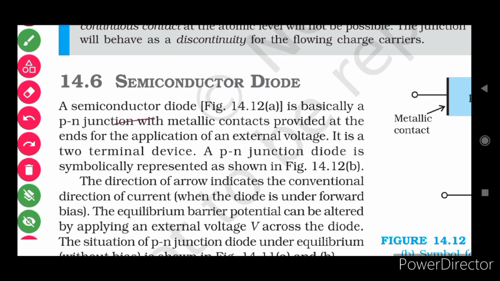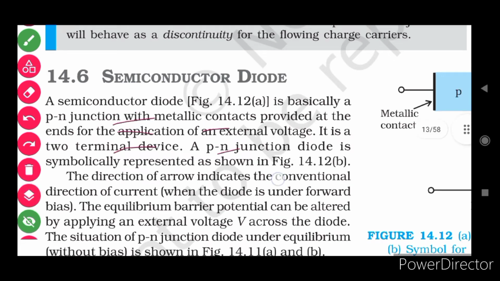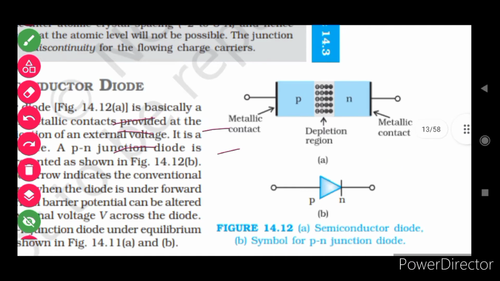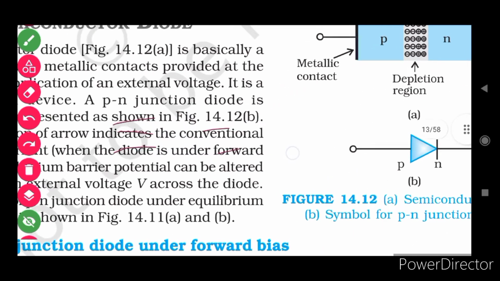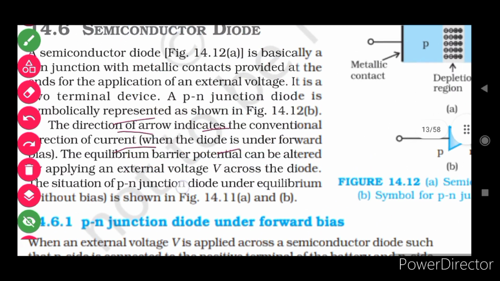A semiconductor diode is basically a PN junction with metallic contacts provided at the ends for the application of an external voltage. Through the metallic ends, you can see in the diagram, this is a PN junction and there is a metallic contact on either side, and through them we can apply a potential voltage on both sides.